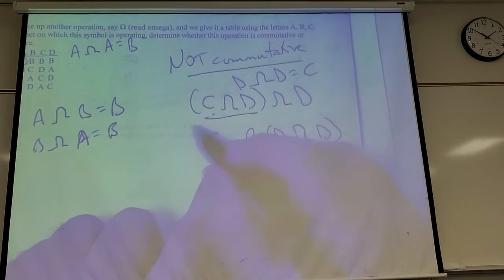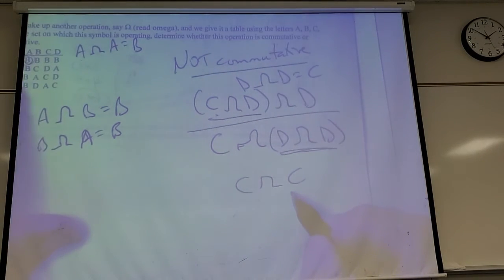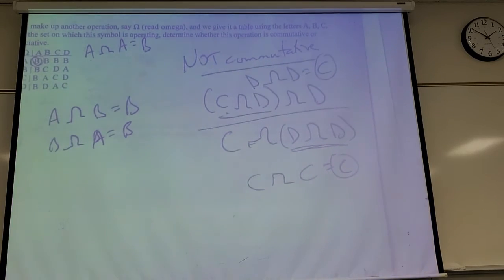What's D omega D? It's C. What's C omega C? It's C. So that came out the same, right? So then we have to keep going. We have to find another example. I'm pretty sure this is not associative, but I feel like we should probably move on. I might have been pushing the envelope a little too much on that one.